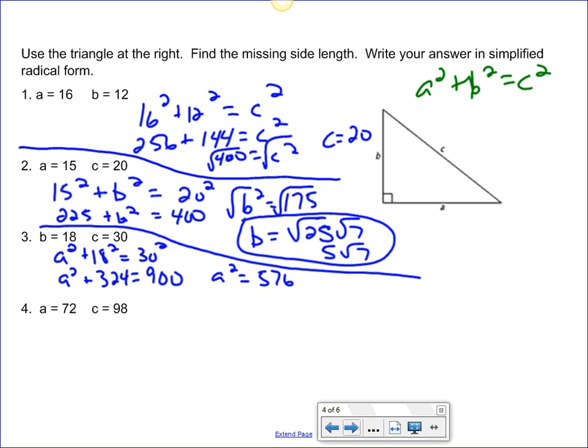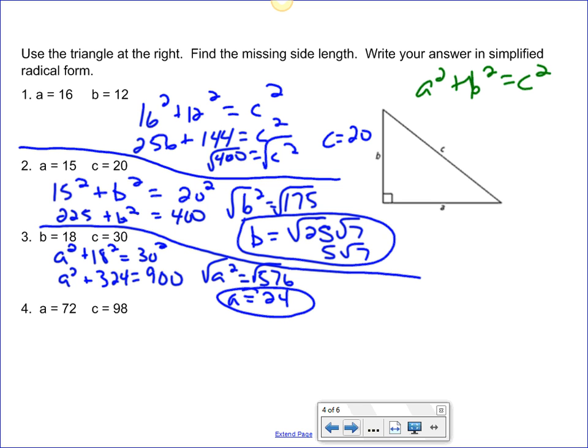Now, if you remember, 576 does happen to be a perfect square. So A must be equal to 24 after you take the square root of that. A would be equal to 24.